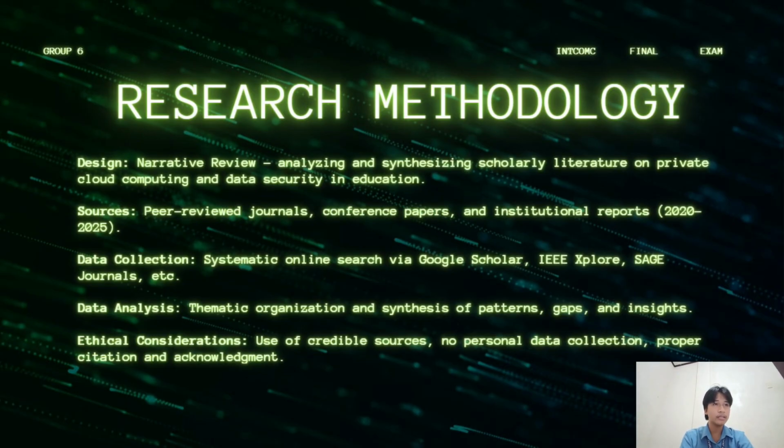The last one is ethical consideration. Ethically, our research followed strict academic integrity guidelines. We properly cited all authors, avoided plagiarism, and relied only on publicly available information. No personal data was collected, ensuring that our study complied with ethical research standards.